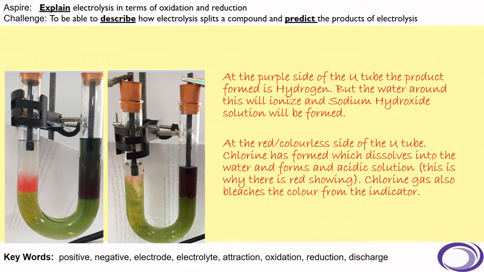On the left side, we've got our positive electrode, and that's where chlorine is being formed. Now, chlorine, you might remember the test for chlorine from gas tests. It will bleach litmus paper. And this is because it will dissolve into the water. First of all, it'll form an acidic solution, which is why there's red showing on the first image. But then it will bleach the colour from the indicator, which is why we're getting that colourless section.